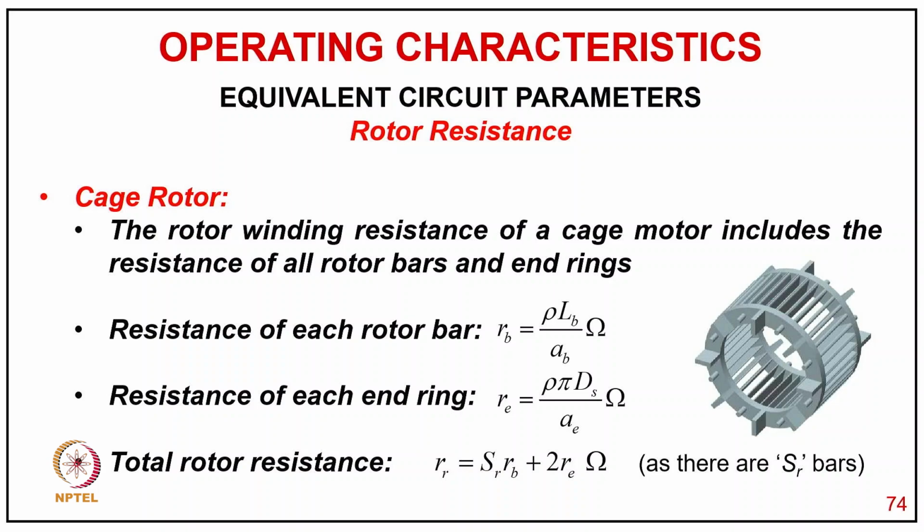So coming to typically rotor resistance for the cage rotor, the rotor winding resistance of a cage motor includes the resistance of all the bars and end rings. The resistance of each bar is Rb equal to rho Lb upon Ab, and the resistance of an end ring is Re equal to pi rho pi D upon Ae into Ae ohms, and the total resistance will be Rr equal to Sr Rb plus 2Re, because there are two end rings on both the sides. I'm considering all bars and two ends for finding out this resistance.